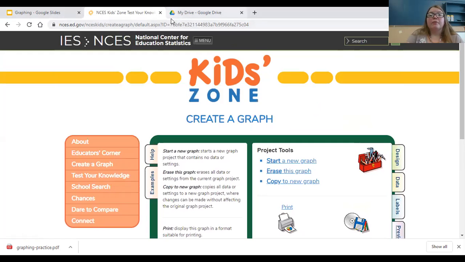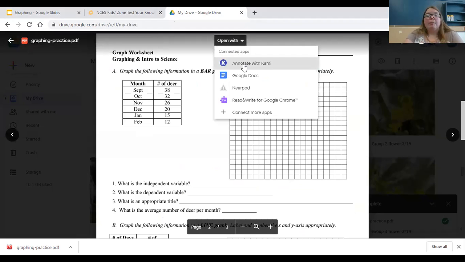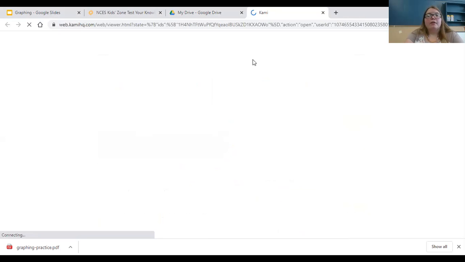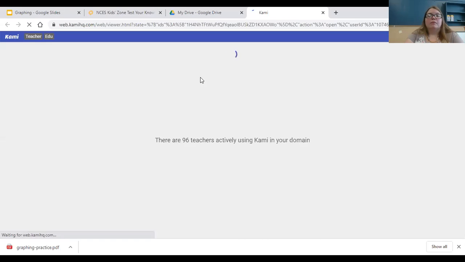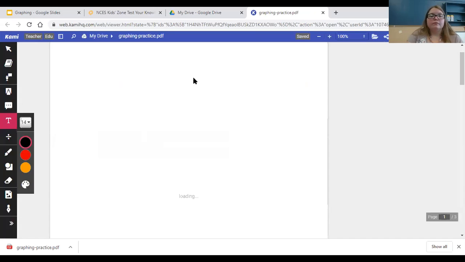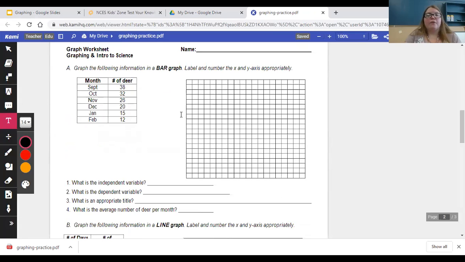So let's talk about a third way that we can do this. So here is an example assignment. It'll probably be the one that I assign. We'll just have to see. But we're going to open this PDF with Kami, which y'all have been doing a lot lately. So we're opening up Kami. So you saw that we went and we clicked open with, and we went down to Kami. Okay, so now we're going to scroll down to the actual assignment part. So we have graph the following information in a bar graph, label and number the x-axis and y-axis appropriately.